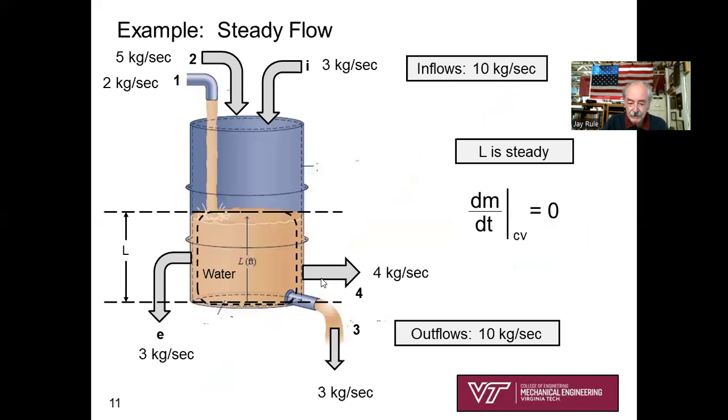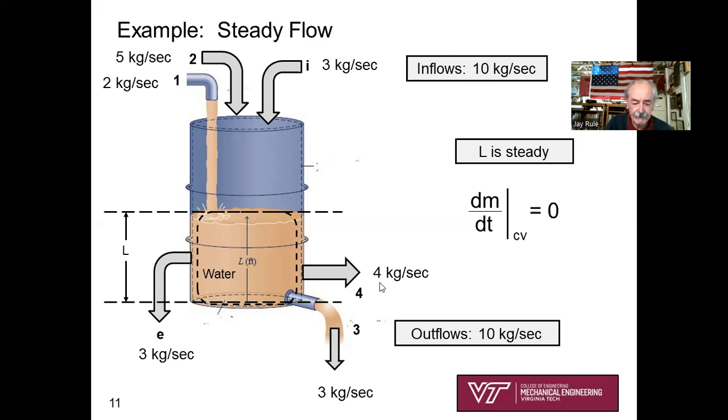Some numerical situations. So let's look at some numerical examples. Let's analyze an open system, whether it's steady flow or not. Let's add up our inflows for this example problem. I've got 5 plus 2 plus 3. That's 10 kilograms per second going in.